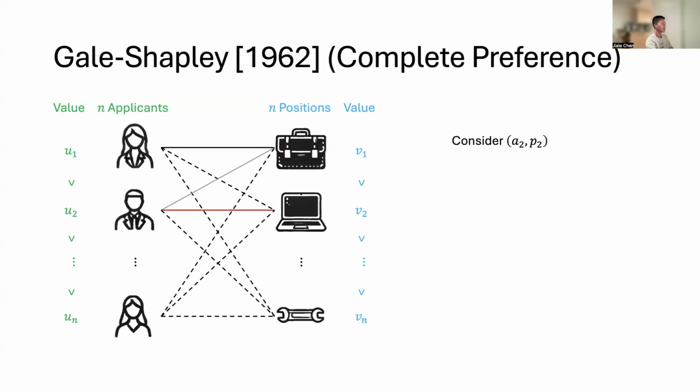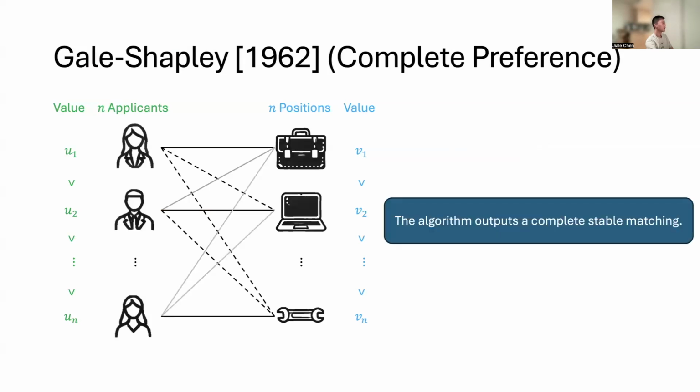In the next step, let's say the algorithm chooses A sub 2 again. And in this case, P sub 1 has already rejected A sub 2. So the most preferred position of A sub 2 becomes P sub 2. And since P sub 2 is unmatched, the algorithm matches A sub 2 and P sub 2. The algorithm will end when every applicant is matched to some position. And at that time, the algorithm will output a complete stable matching.